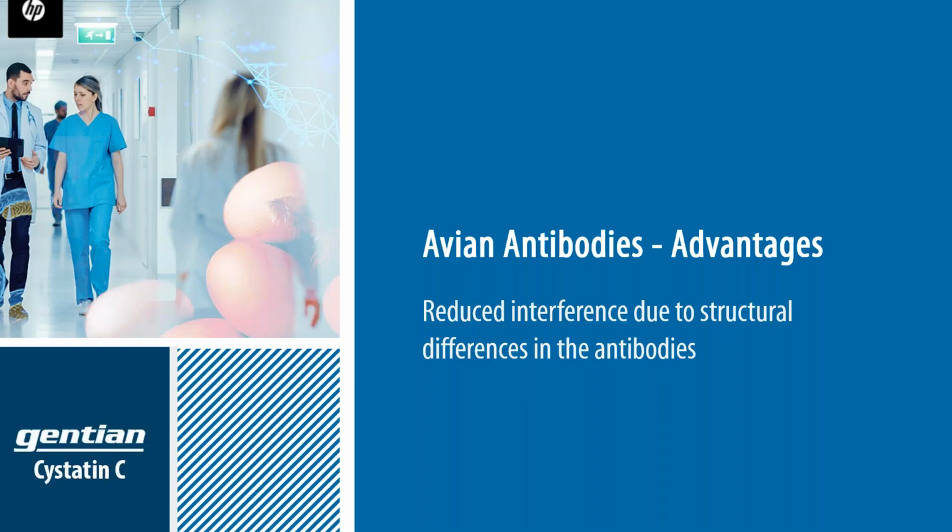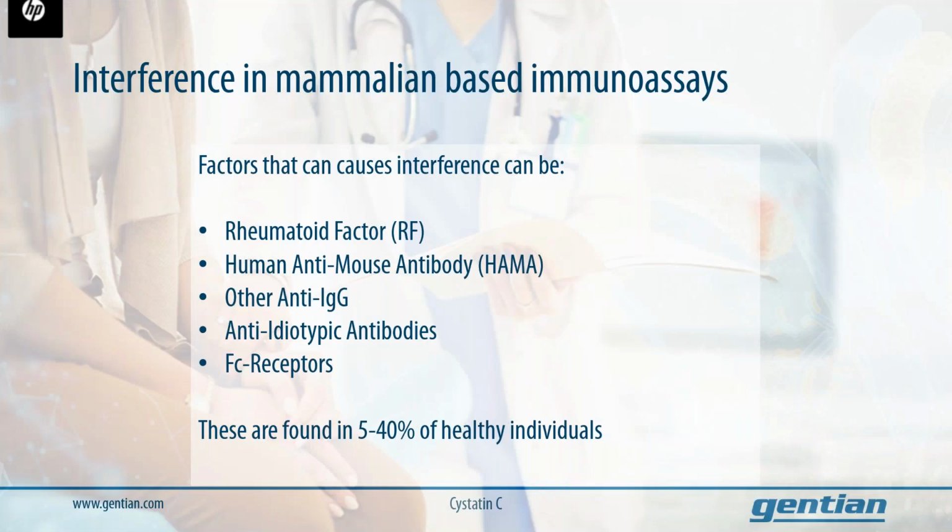Now, we are very proud at Gentian to use avian antibodies, and we try to use avian antibodies in all our assays if possible. And this is because avian antibodies have less interference compared to mammalian-based immunoassays. And in the blood, you can have other factors that can cause interference, and you can have antigens in the form of rheumatoid factor, anti-idiotopic antibodies, and FC receptors. And as you can see, these are fairly common in healthy individuals.